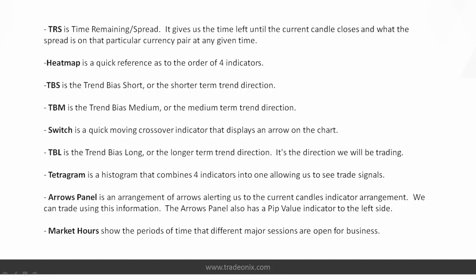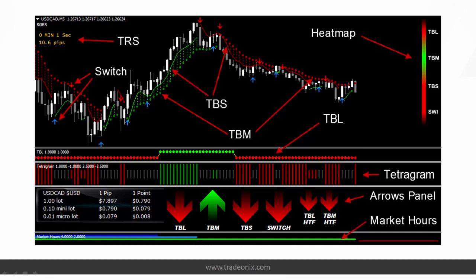The TBL is the trend bias long, or the longer term trend direction. It's the direction that we're going to be trading. On this image, underneath the price chart, we have a string of red and green dots that are moving horizontally. If the dots are red, then we are looking only for sell trades. If the dots are green, then we're looking only for long trades, the long-term trend bias.